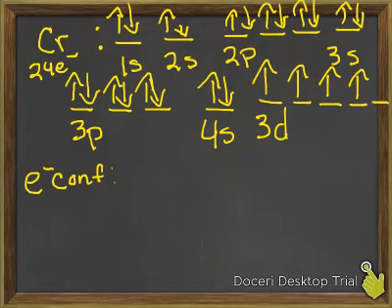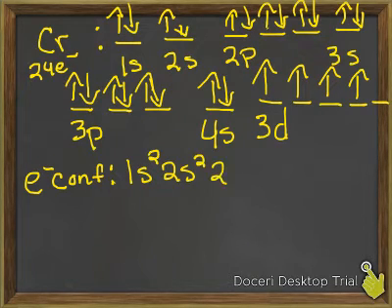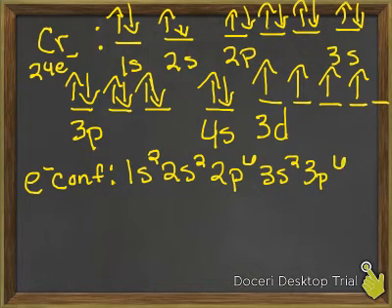Now, let's see if we can write the electron configuration. You start with 1s, correct? So you do 1s. How many electrons are in 1s? Then you move on to what? 2s, how many? Then 2p. How many? 6. After that you do? How many? Then 3p, 6. Then what?